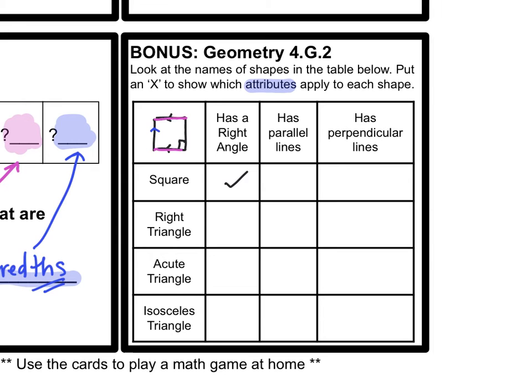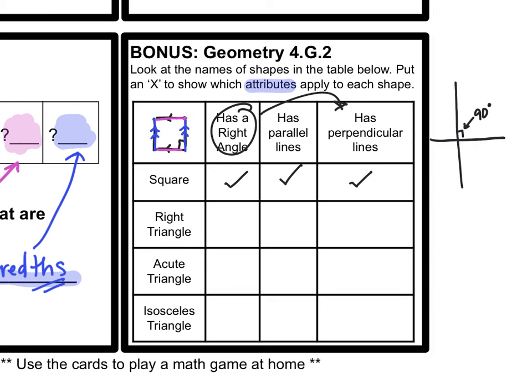I also have parallel lines here and here. These two lines in blue are also parallel to each other and they will never touch. Therefore, a square does have parallel lines. Perpendicular lines are any two lines that come together that make a 90-degree angle. So if I were to draw something like this, these two lines would be perpendicular because right here would be that 90 degrees. So a square, since it does have a right angle, is also going to have a perpendicular line. So yes, it has those things.